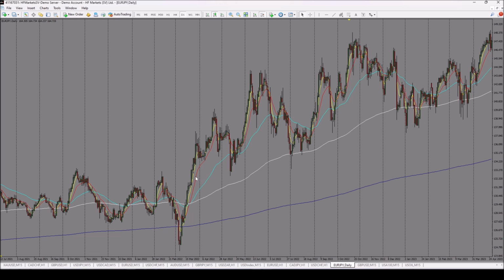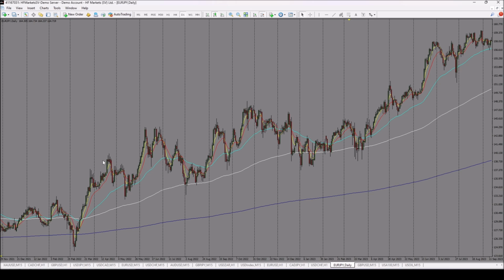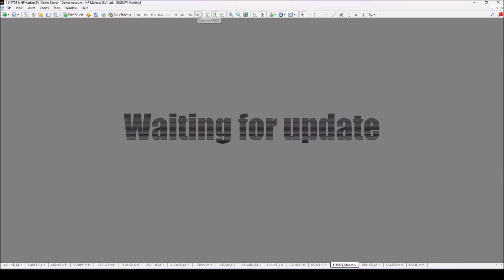A 5 EMA on the daily time frame is actually a 13 EMA on the H4 time frame. A 13 EMA on the H4 time frame actually behaves as a 50 EMA on the H1 time frame. So you are going to need all of these EMAs on your charts, and they are default and free for anyone who has any trading platform. All right. So the first thing, as I've said, is to start on the higher time frame.